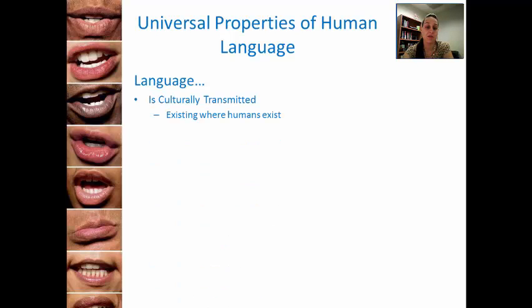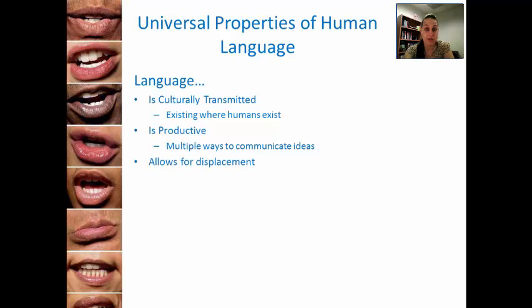So the next universal property is that language is productive. And what that means is that words and phrases are transmutable, or that they can be moved around to a certain extent to form different combinations of words that mean the same thing.